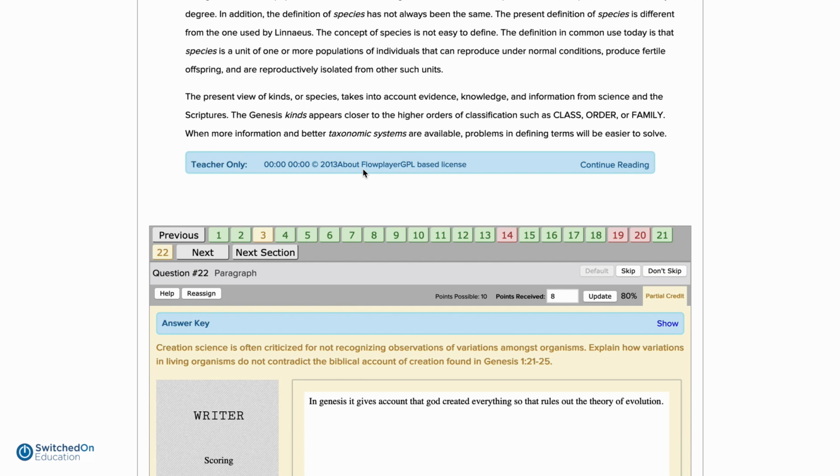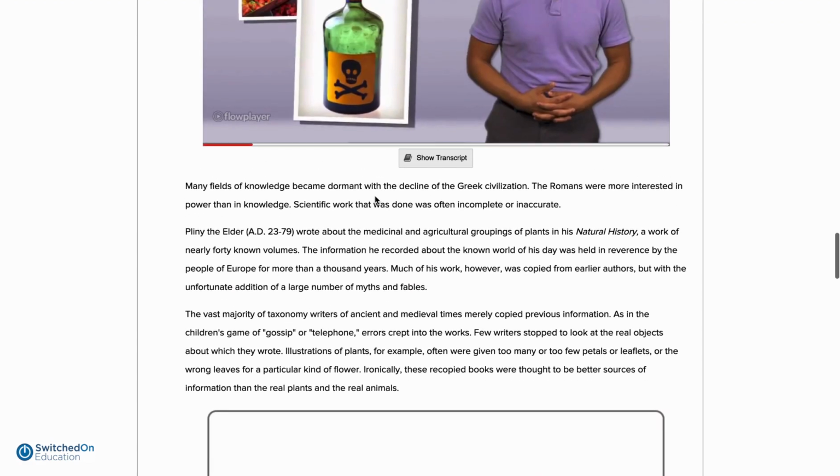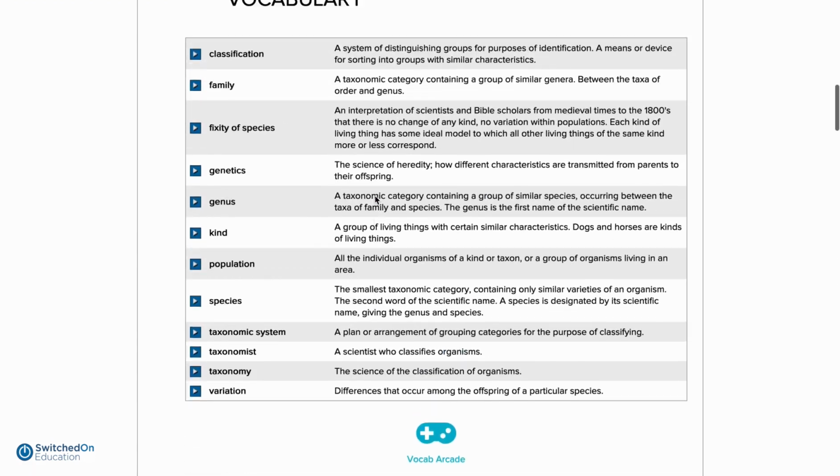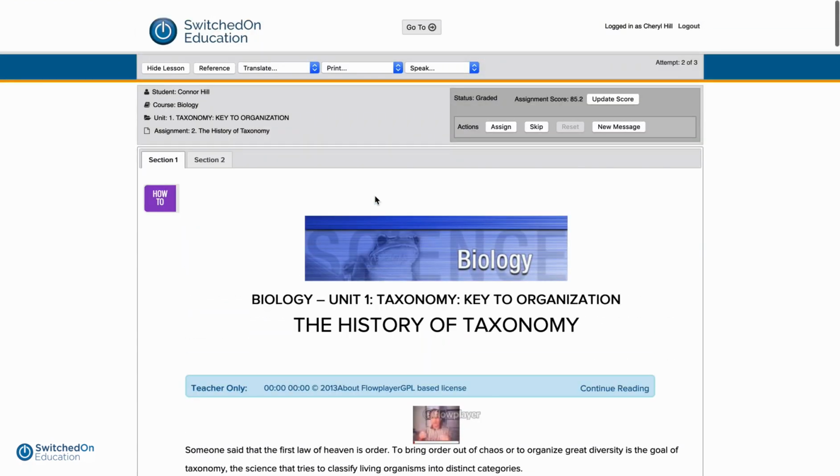This was just a few features of the SwitchedOn Education curriculum so that you can see the different features and how engaging it is, and the children get instant feedback and they are engaged.